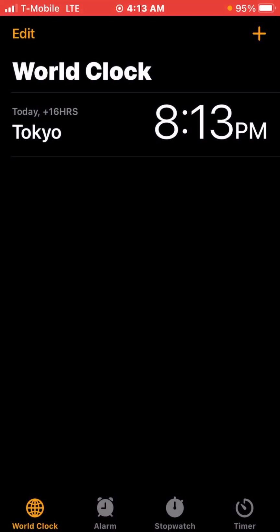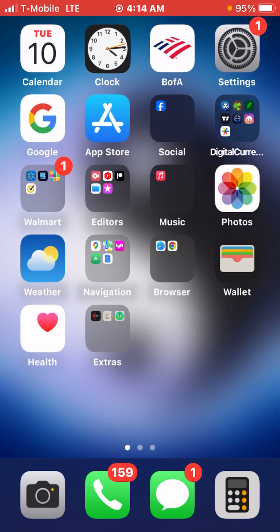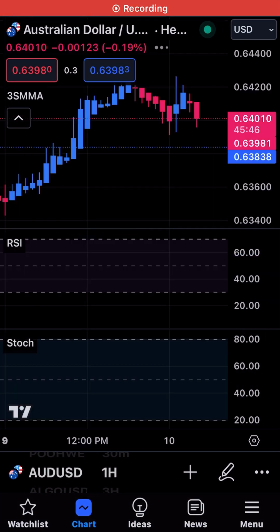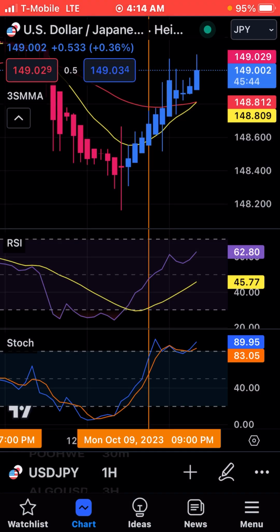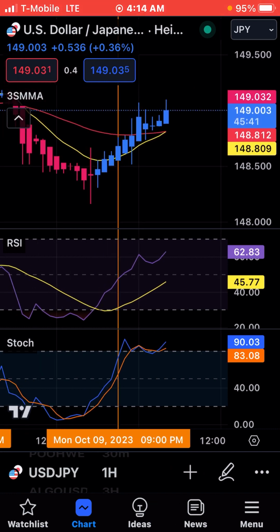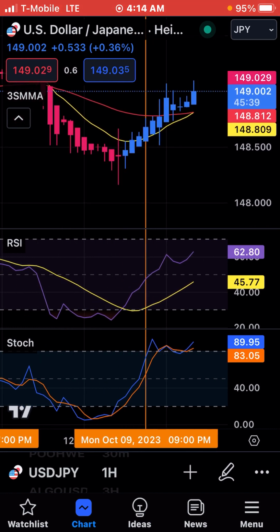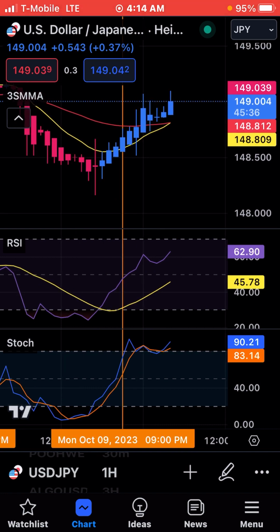Okay, so currently what we can tell is in Tokyo, Japan, it is 8:13 p.m. and it is 4:14 a.m. my time, California. So as you can see, the banks are currently closed in Japan right now. So let's go look at the charts real quick. I really wish it was fluctuating on Japan, but they're just too slow when I'm awake.